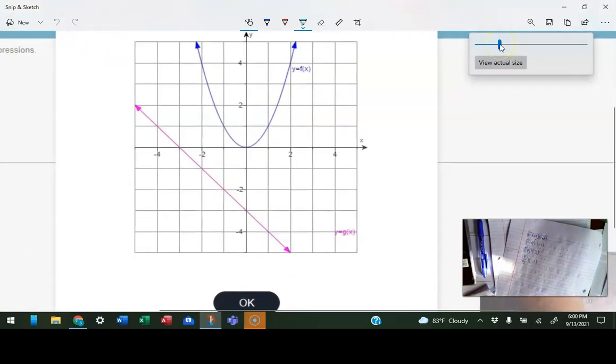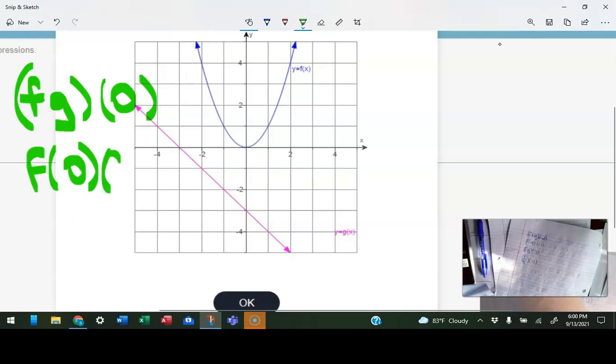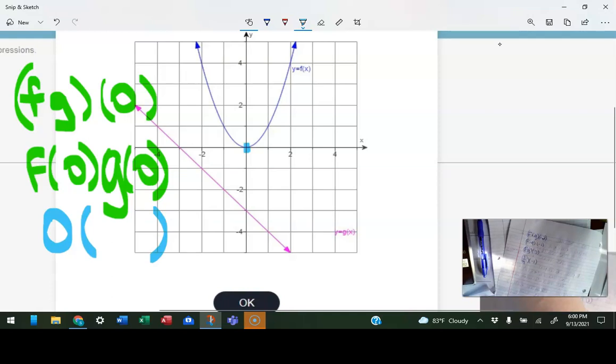Okay, so what I have now is fg of 0. If I look at f times g at 0, what that means is f of 0 times g of 0. So what is f of 0? F of 0 means I look for the y coordinate on the blue thing when x is 0, and that's 0. And then look at your y coordinate on the pink thing, which is -3. So the point 0, 0 is on f, and 0, -3 is on g. Well, 0 times -3 is 0.